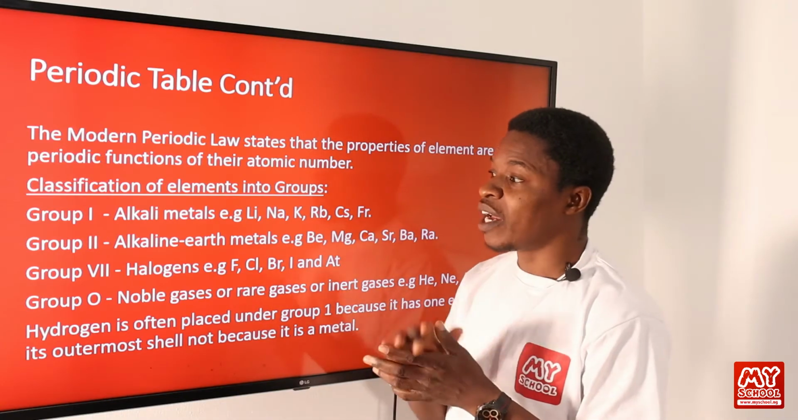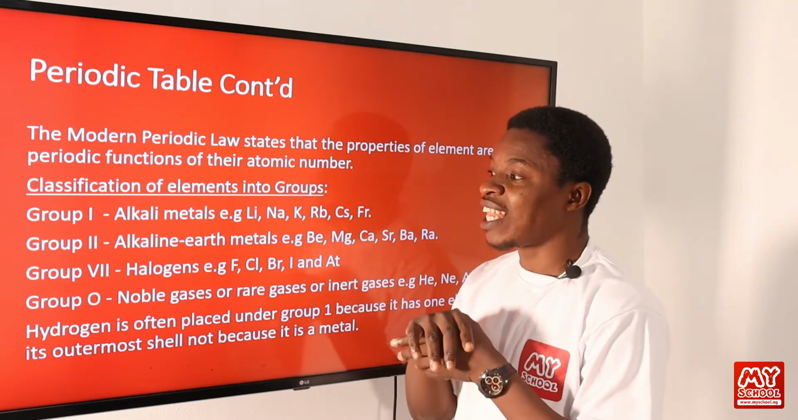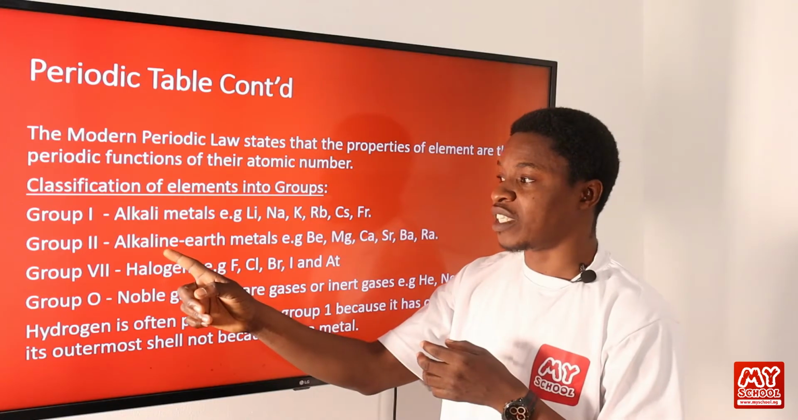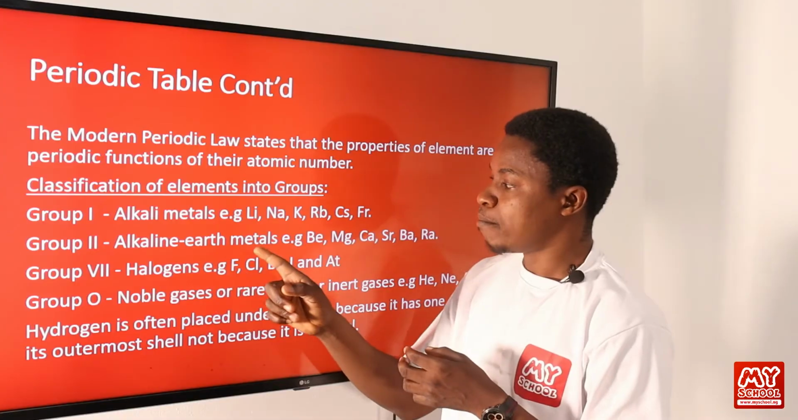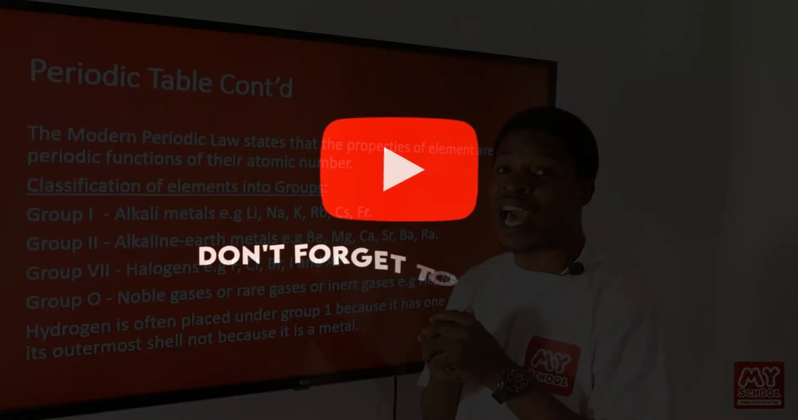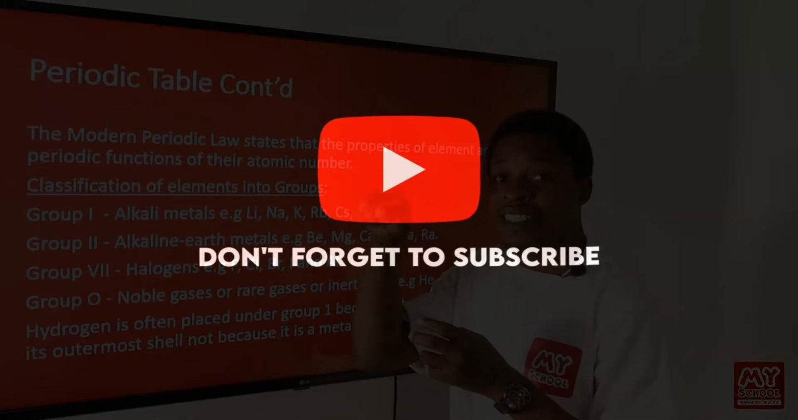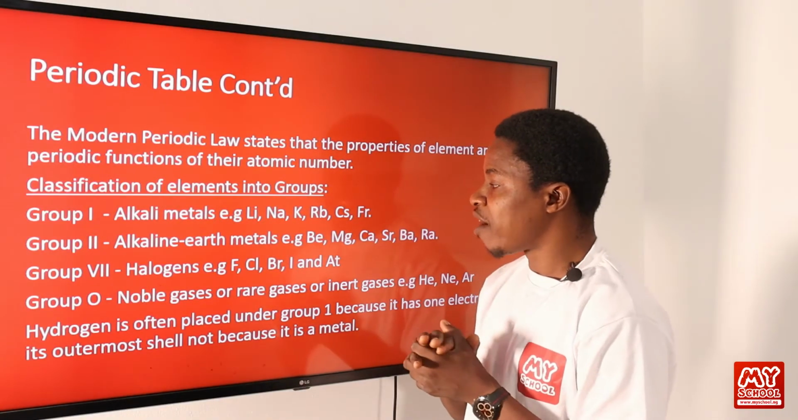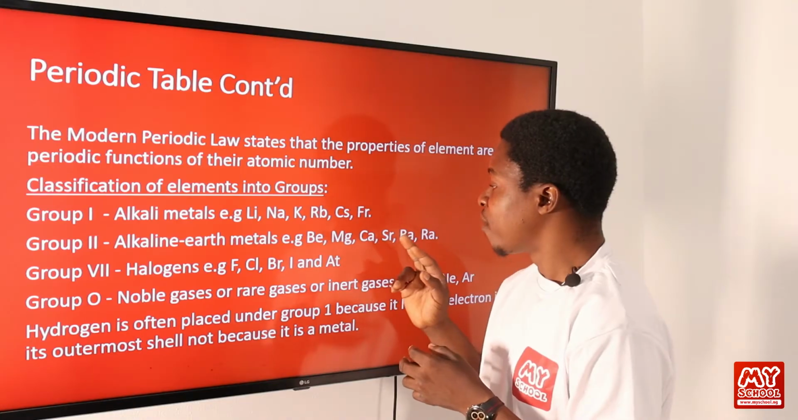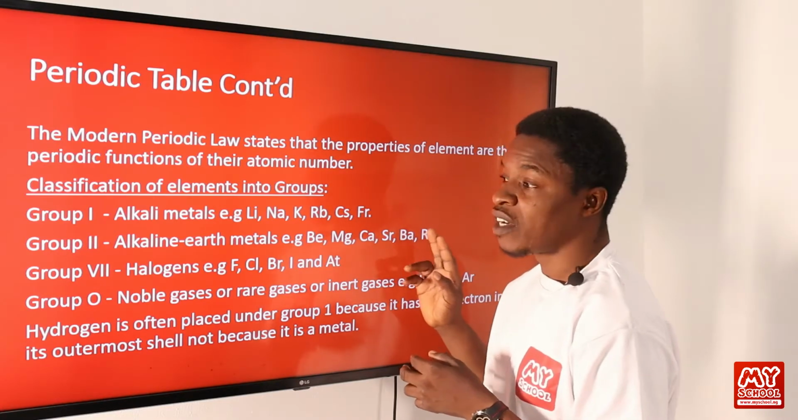Then we have the group 2 elements, referred to as alkaline earth metals. You can see the difference in the spelling between alkali metals and alkaline earth metals. They are the group 2 elements because they have 2 electrons in their outermost shell. That's why they are in group 2. Examples are beryllium, magnesium, calcium, strontium, barium, and radon.